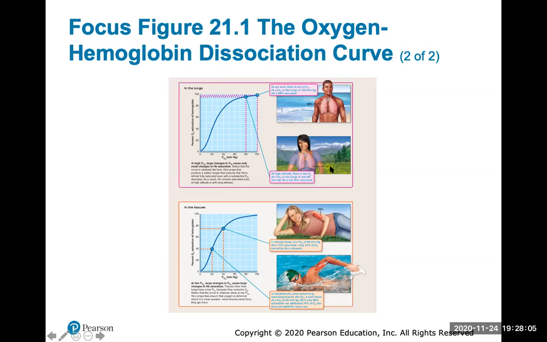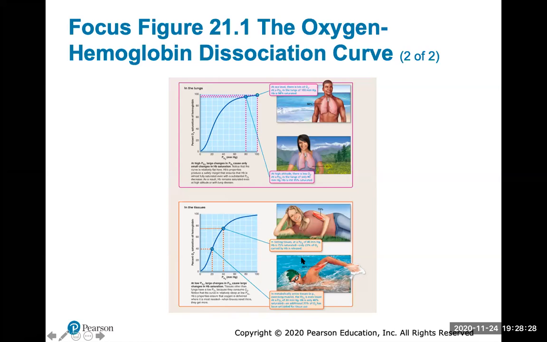At high altitude, there's less oxygen, with a pressure of oxygen in the lungs of only 80 millimeters mercury, so hemoglobin is still 95% saturated. And at sea level, there's lots of oxygen in the lungs, and hemoglobin is about 98% saturated. So, not a huge difference there at high or low altitude.